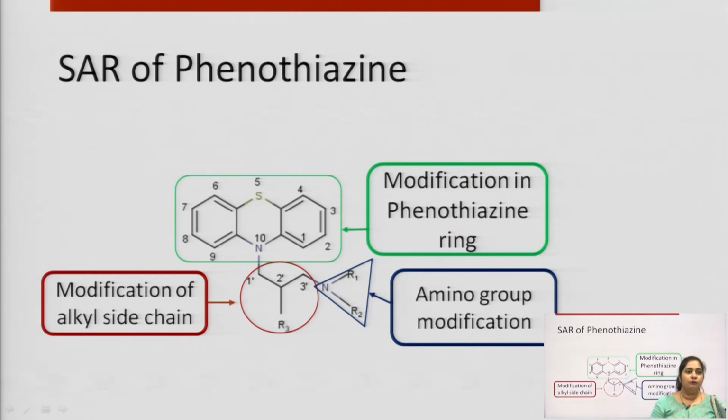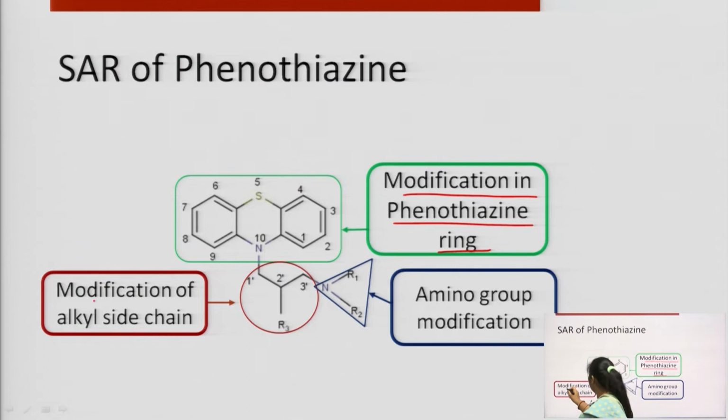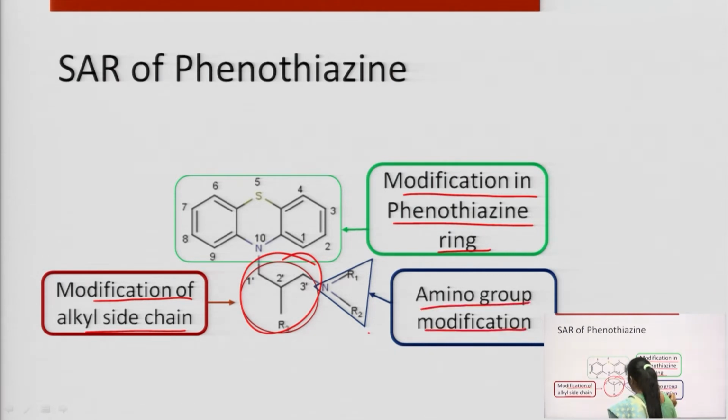So, now we will move to the structure activity relationship of phenothiazine. When we talk about the structure activity relationship of phenothiazine, we have 3 different targets. First of all, any modification in the phenothiazine ring. Second, modification in the alkyl side chain. Further, the amino group modification.